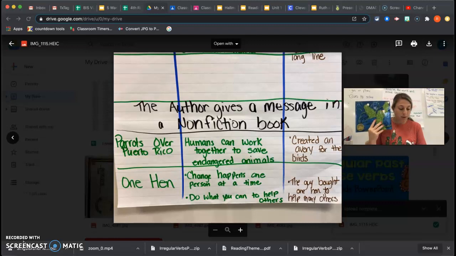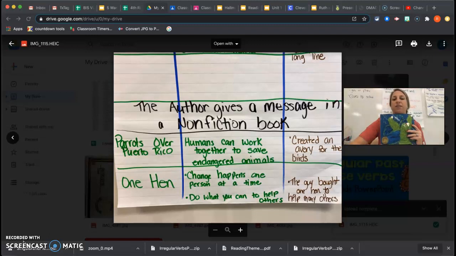I think that he wrote it because he gives us facts about things. He wanted us to learn about the birds that were endangered, learn about the history of Puerto Rico. But not only do they give us facts, but they want to communicate an overall big idea that they want us to understand. Sometimes the message isn't like be kind to your friends, but more of a big idea about something. So what do you think the big idea of this book might be?